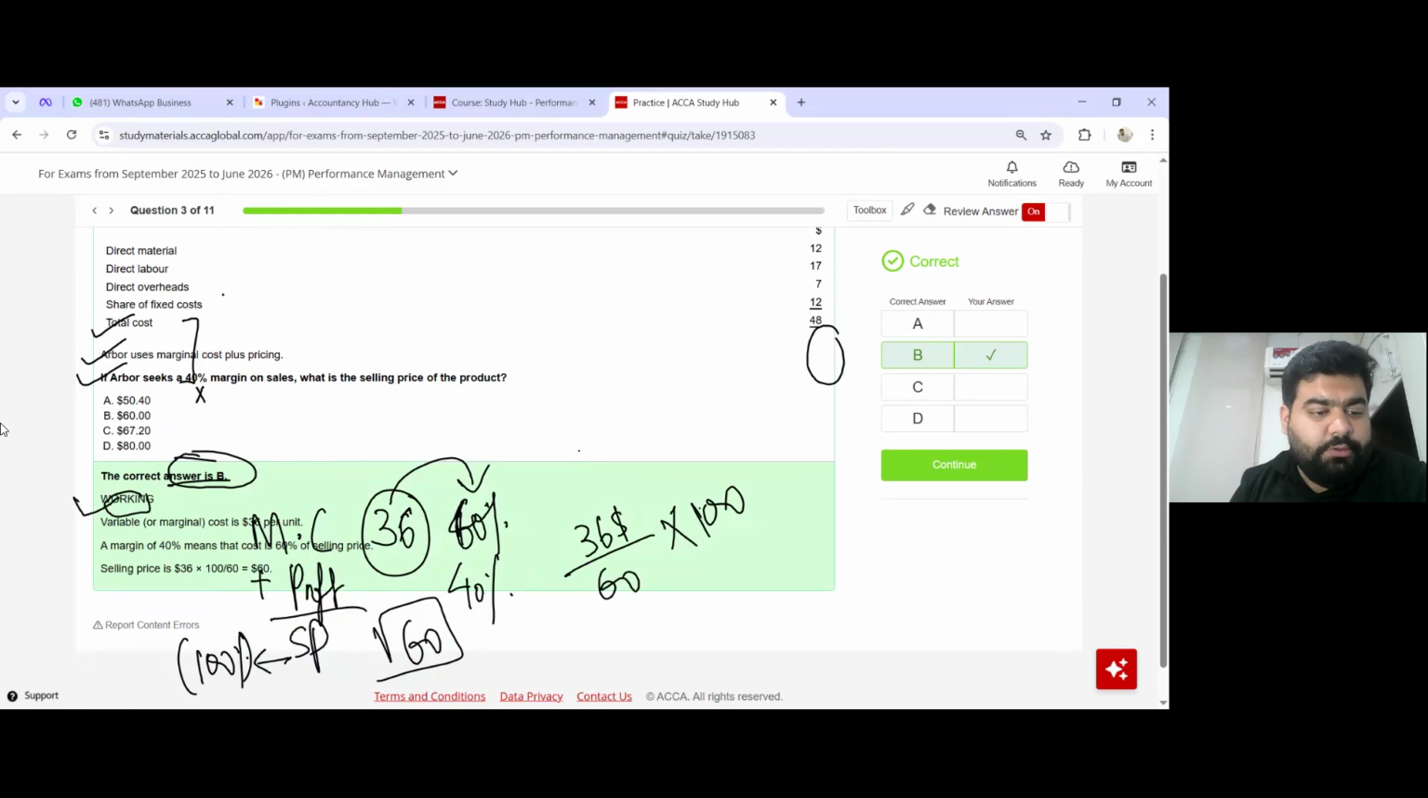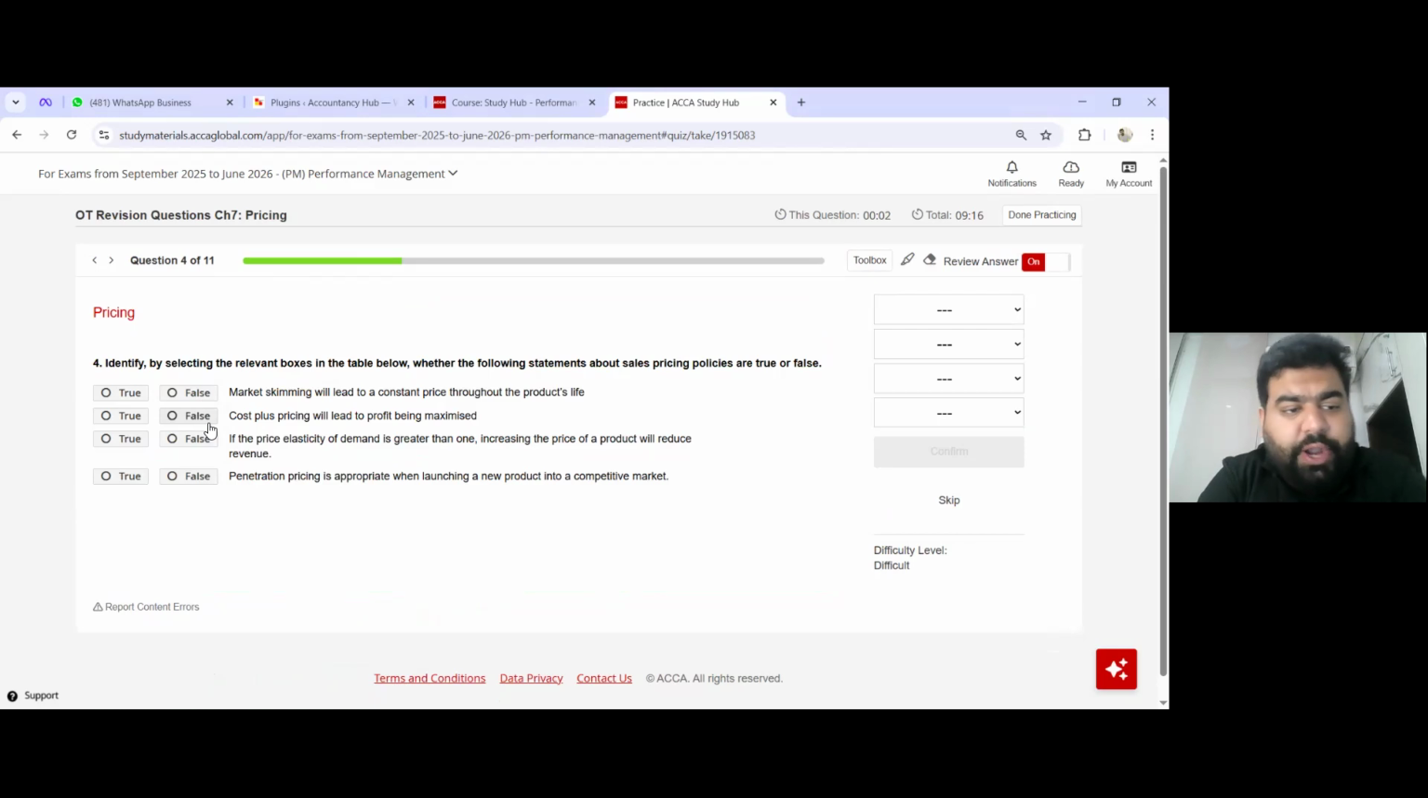Correct. After that, there are some theoretical MCQs. Identify by selecting the relevant boxes in the table below whether the following statements about sales pricing policies are true or false. Market skimming will lead to constant price throughout product life. No, false. Why false? Actually, A B means true false. So first is false.